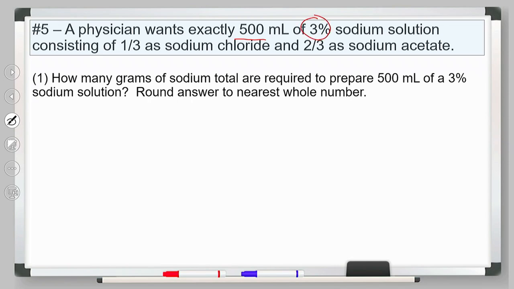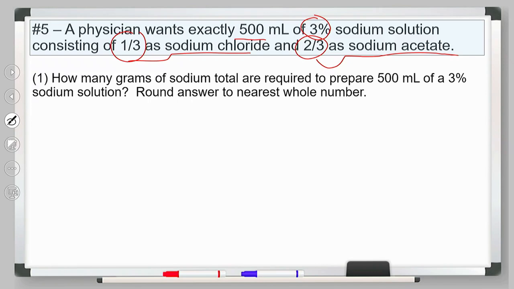Where does that sodium come from? Are there different sources of sodium? Absolutely. So I can make a 3% concentration of sodium using different things. What I want to use is exactly a third of the sodium needs to come from sodium chloride, whereas the remaining 2/3 need to come from sodium acetate. So we have to do the same sort of calculations, but once with sodium chloride, and then again with sodium acetate, and make sure that we have enough that 1/3 of the sodium comes from sodium chloride, and 2/3 of the sodium comes from the sodium acetate.